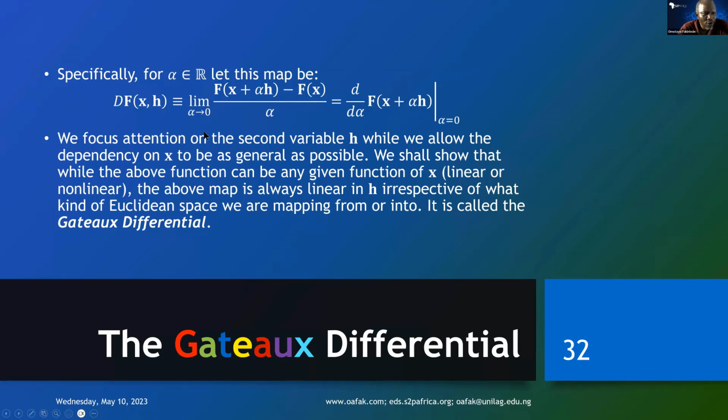And if we focus our attention on the second variable h, where we allow the dependency on x to be as general as possible, we shall show that while the functional dependency on x can be linear or non-linear, the above map is always linear in h, irrespective of what the Euclidean space we are mapping from or into. And it is called the Gateau differential. So this page defines for us the Gateau differential. And I am getting this far.